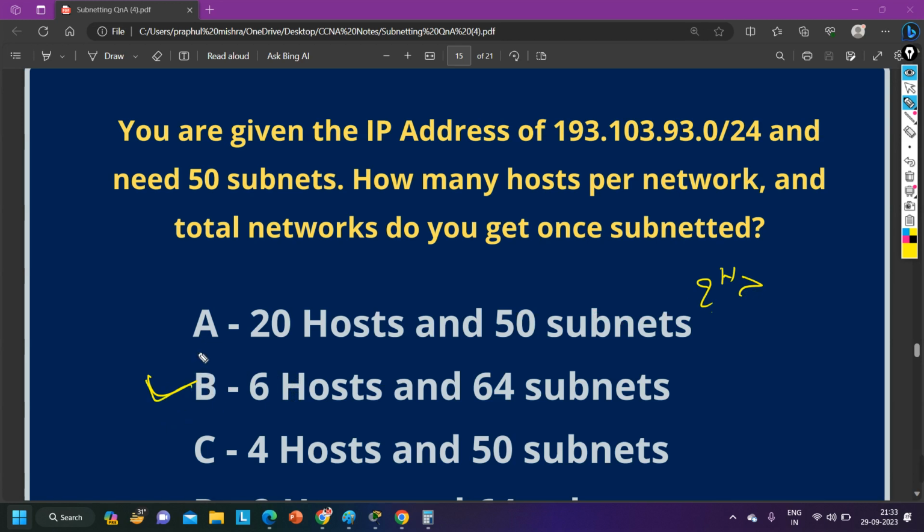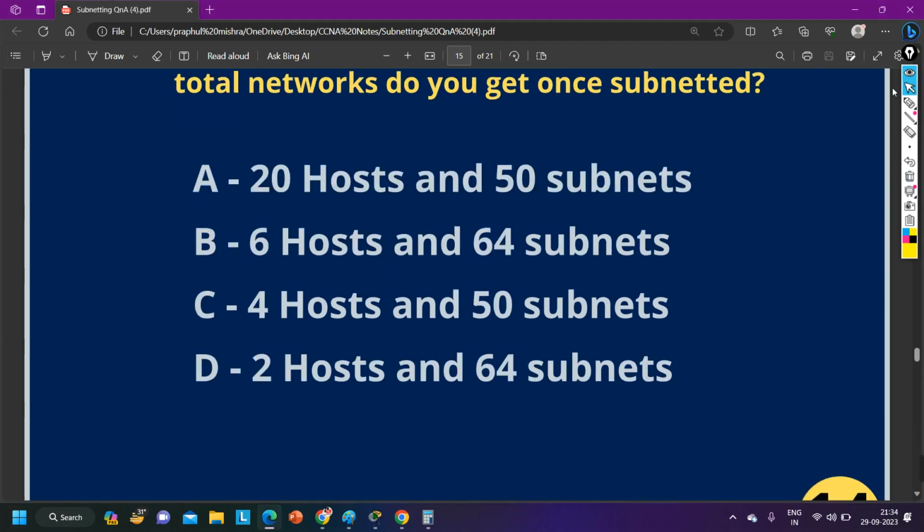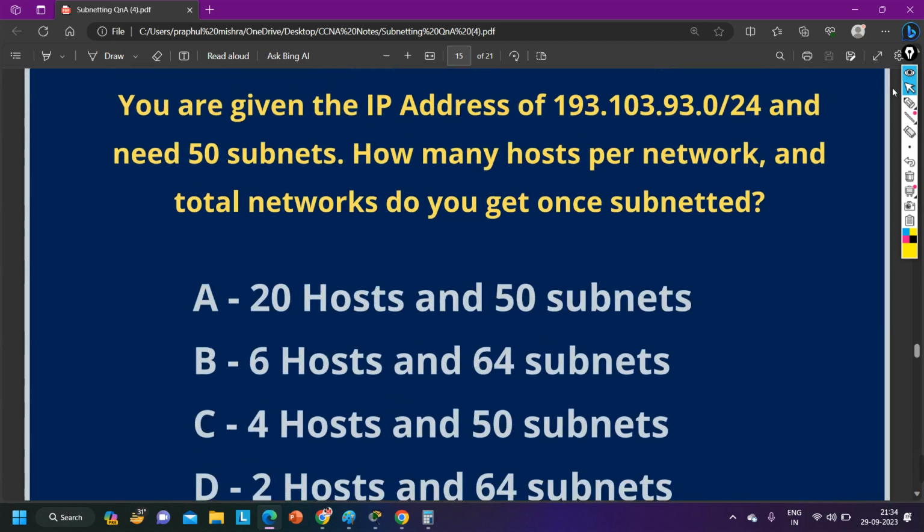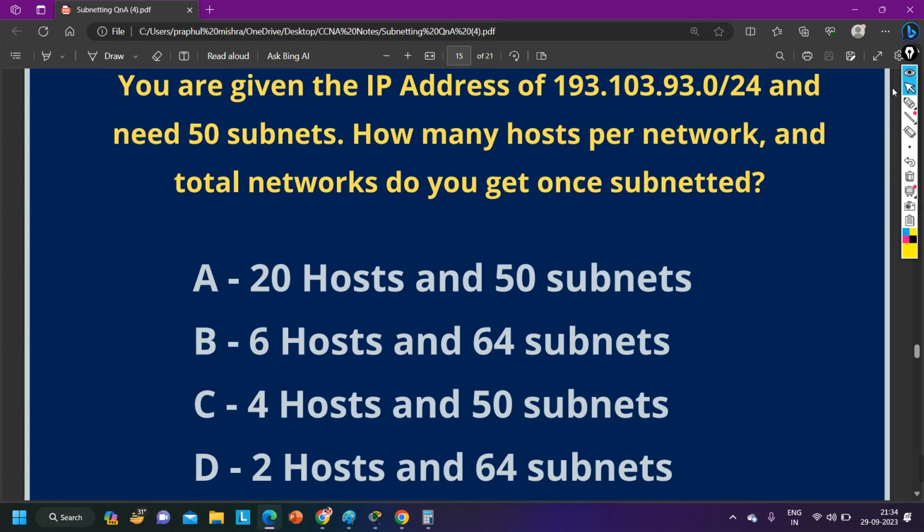I'm damn sure this one is the correct answer. Why? Because we need 50 subnets, so either we will get 64 subnets, 32 subnets, or 16 subnets. We cannot divide the network into 50 parts, but here we can divide the network into 64 parts. So maybe option B and option D is the correct answer.